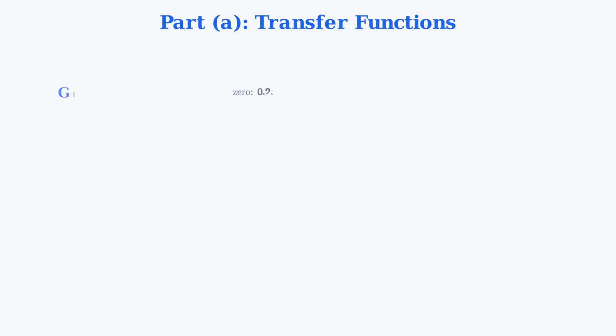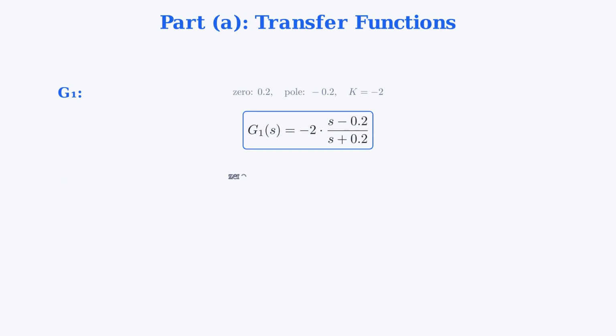Part A. Write the transfer functions from the pole zero plots. For G1, we have one zero at s equals 0.2 and one pole at s equals -0.2. With k equals -2, the transfer function is G1 of s equals -2 times (s minus 0.2) divided by (s plus 0.2).